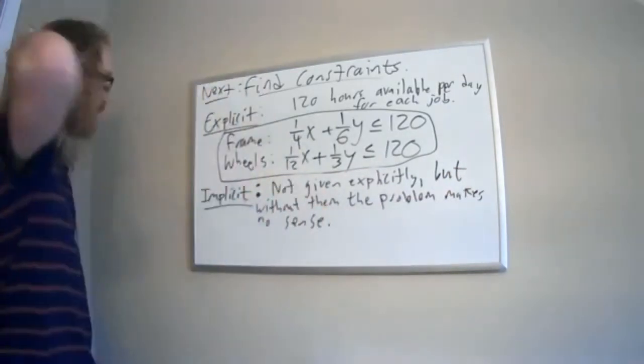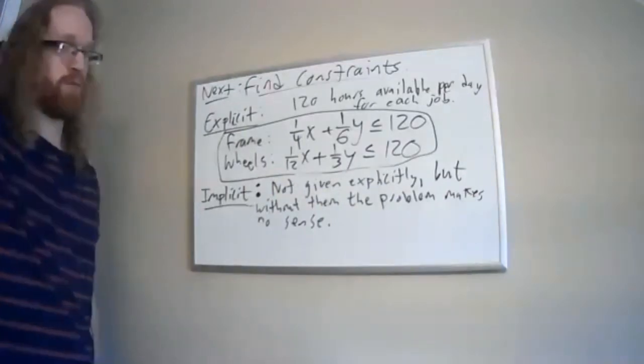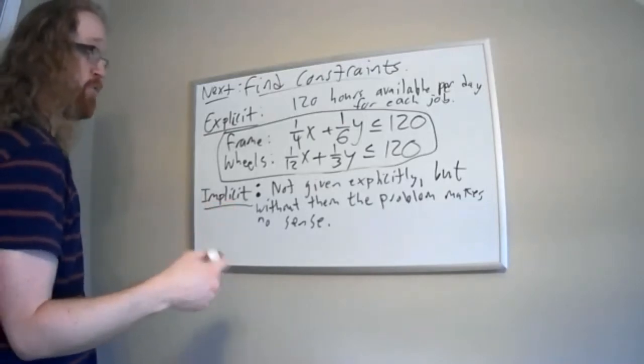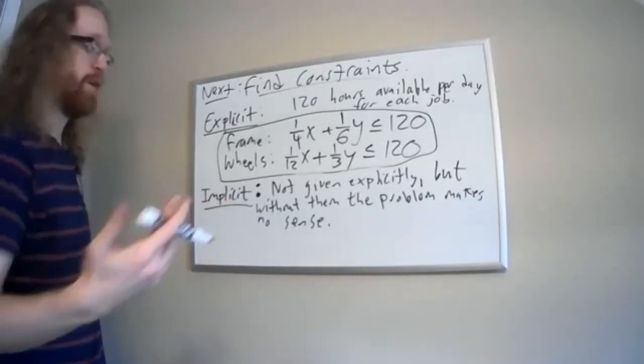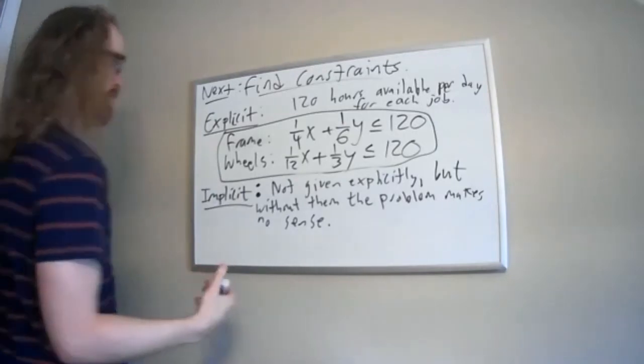So implicit constraints are going to be some inequalities that were not given to us in the problem, but if I don't include them, then the problem doesn't make sense. And so what do I mean? Well, I'm basically just going to tell you in this case what they are, and then I think it'll make clear, or clearer, what this is really supposed to mean, and what the purpose of these is.